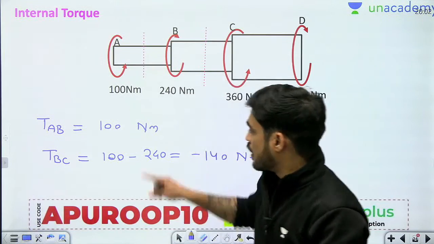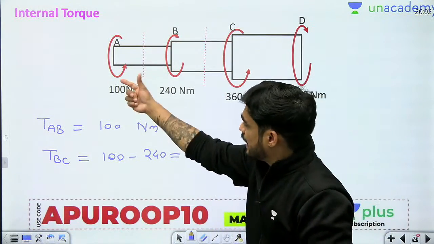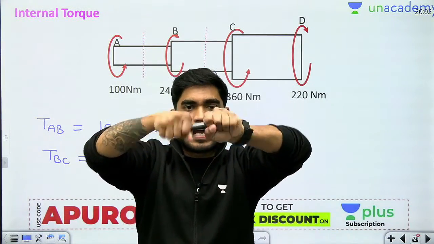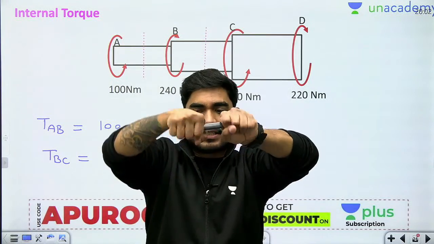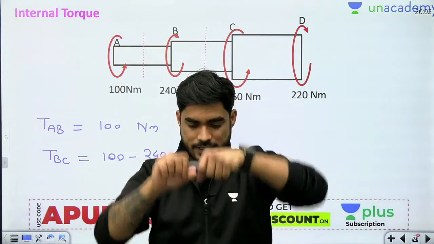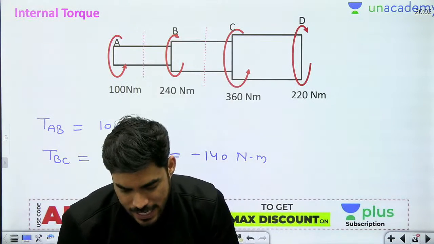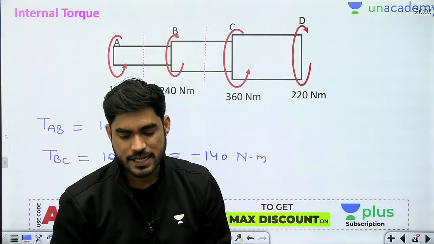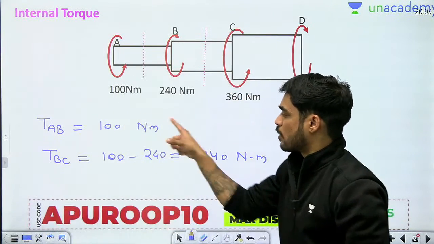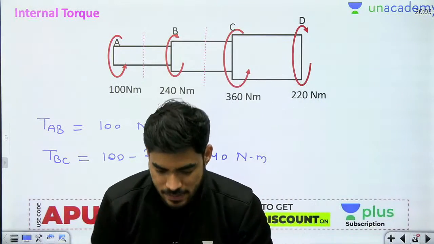But if you are getting one positive and one negative, it means that the twisting in AB and BC are opposite. If one is getting twisted like this, the other one is getting twisted opposite to this. So there is no universal meaning of positive negative, but positive negative means the angle of twist of AB and BC are opposite. Okay, the direction of twist is opposite.